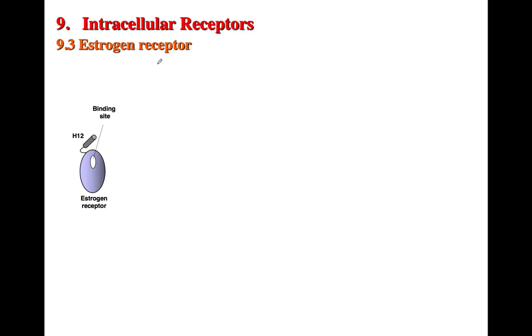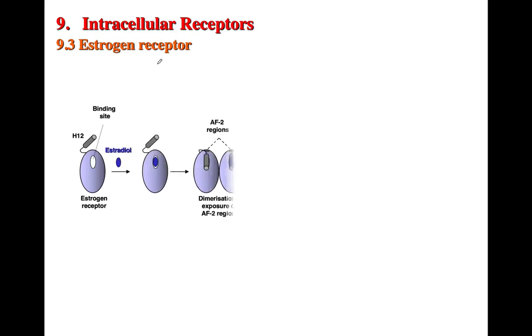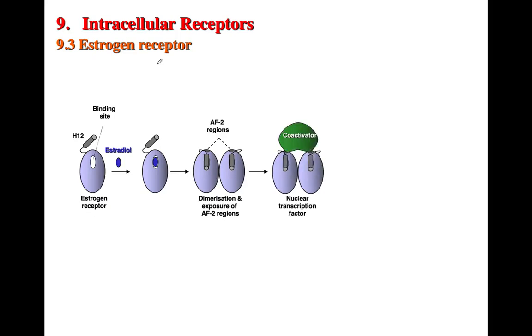The estrogen receptor is one such receptor. So you have the binding site. Estradiol can come in and bind to that binding site, which is going to lead to dimerization and then exposure of the AF2 regions. The AF2 region is where the coactivator is going to bind, and you're going to have recruitment of the DNA, which will then lead to transcription.